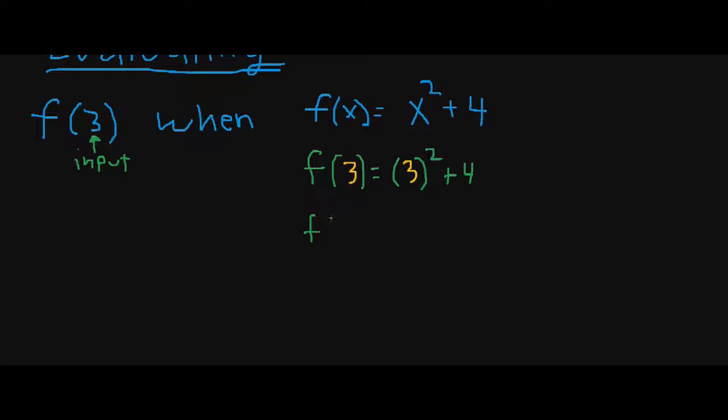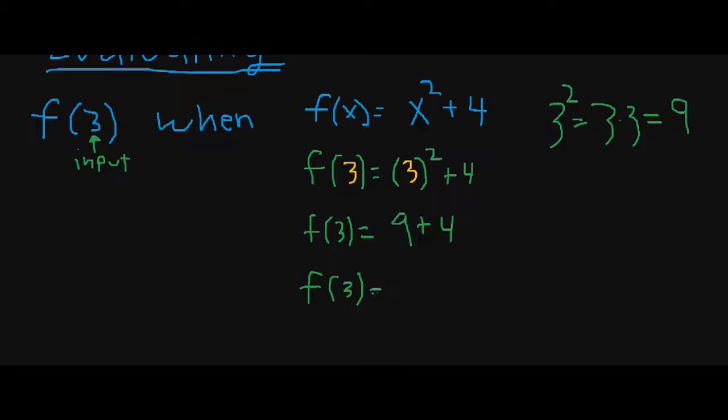Now we're just going to complete this, and I'm just going to bring it down. What's 3 squared? 3 squared is the exact same thing as 3 times 3, which is just 9. So I'll put 9 here, plus 4. What's 9 plus 4? 9, 10, 11, 12, 13. So f of 3 equals 14. And that's it. We've officially solved this problem. We just needed to evaluate what the input and output was. So our input is 3 and our output is 14.